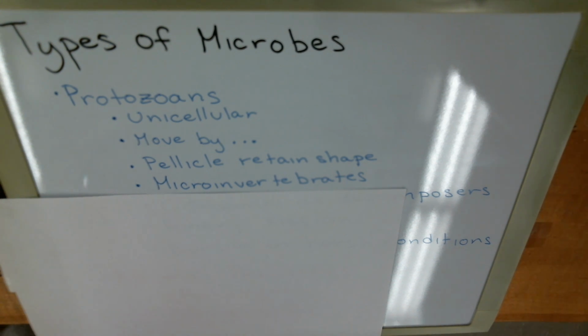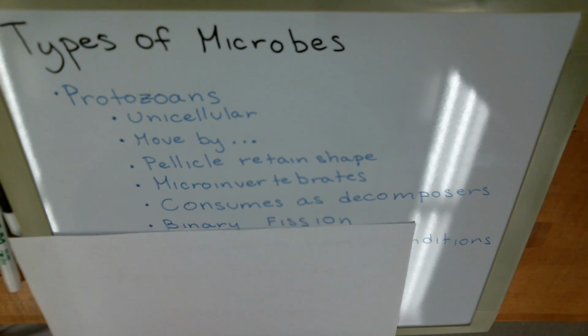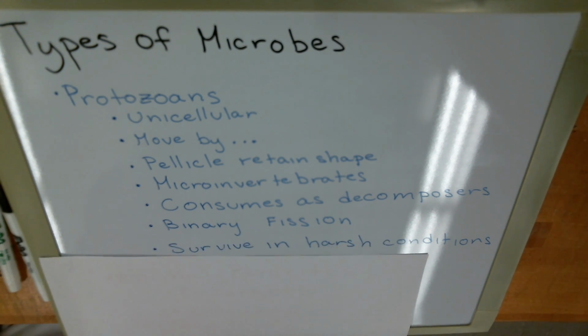And they help out as far as the food chain goes. They're a big source of food for the microinvertebrates. And they're consumers as decomposers. What that means is that they eat material that nothing else will. So they'll break down stuff like dead material or stuff that's no longer viable as a food source for other species, and they consume that. So they prey on things that are non-living, and they divide by binary fission, as well as bacteria, and they survive in harsher conditions.